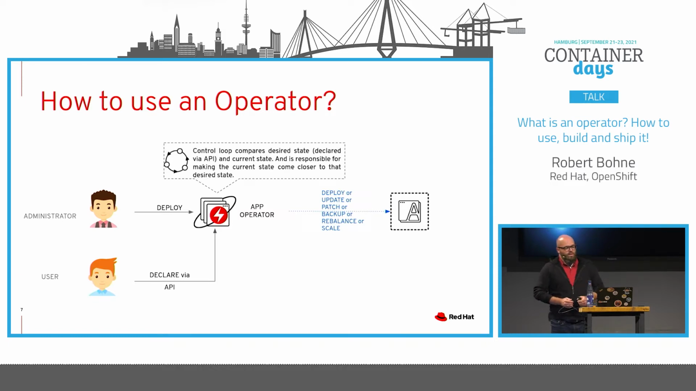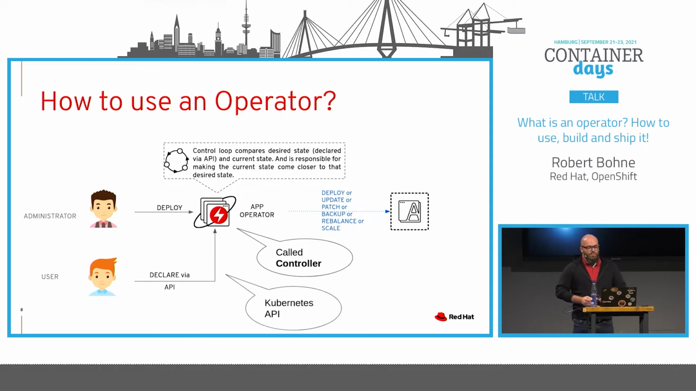And important here for the operator piece, this is at the end a control loop. It compares the desired state, what is declared via the API, and the current state, and is responsible for making the current state come closer to the desired state. So if something changes on either end, the operator takes care that both ends match. If something changed on the API level or on the deployment, the operator has to take care of it. And this piece of software is called the controller.